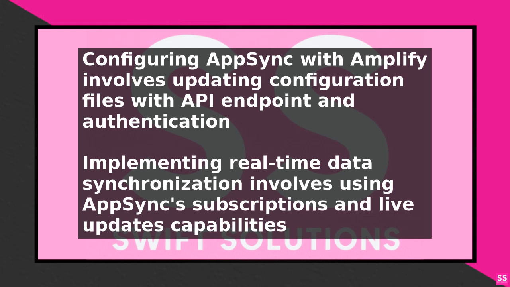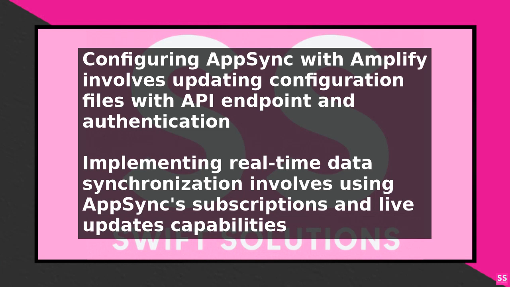Step 4. Implementing real-time data synchronization. To implement real-time data synchronization, you need to use AppSync's real-time capabilities, such as subscriptions and live updates. You can do this by using the Amplify API client to subscribe to real-time updates and handle live updates in your application. For example, you can use the command amplify add api to add a new API to your project, and then use the Amplify API client to subscribe to real-time updates.